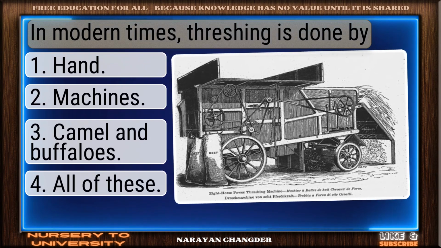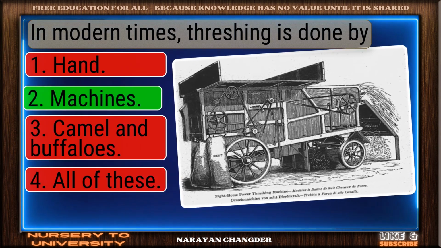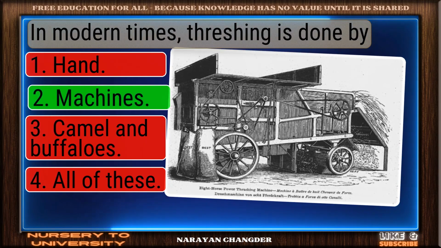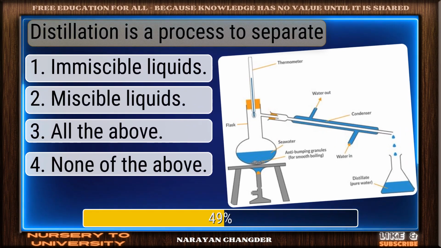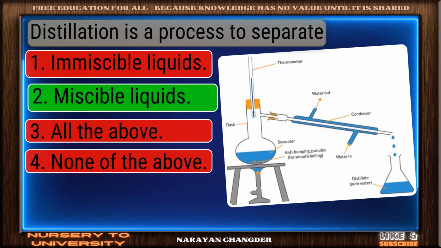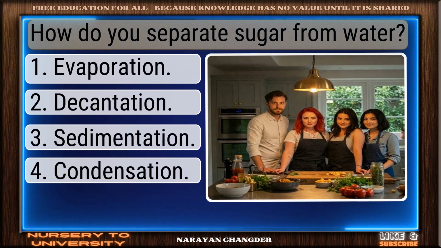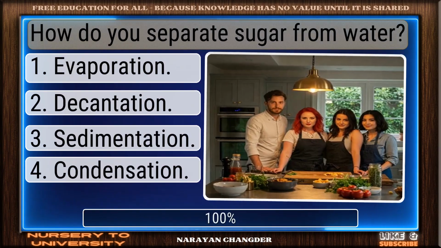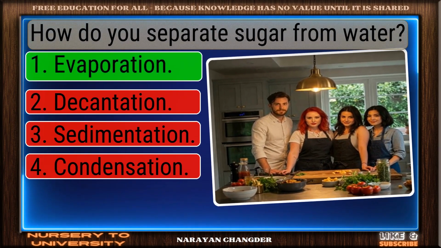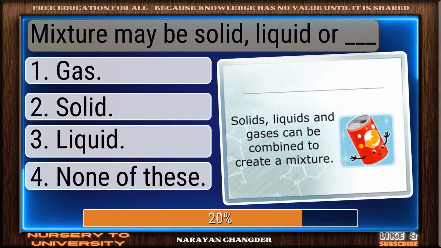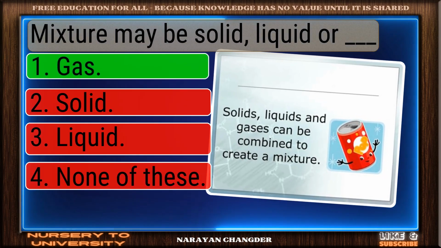In modern times, threshing is done by. Great thinking. Machines is the right choice. Distillation is a process to separate. Good thinking. Miscible liquids is the right answer. How do you separate sugar from water? You're right. Evaporation is the correct answer. Mixture may be solid, liquid, or dash. Nice work. You chose gas and it is correct.